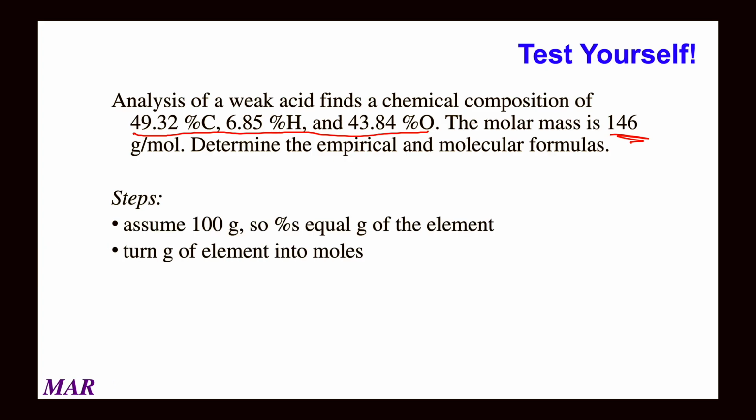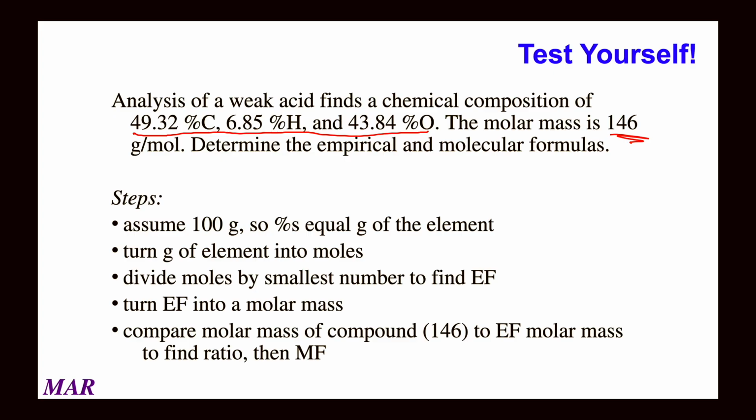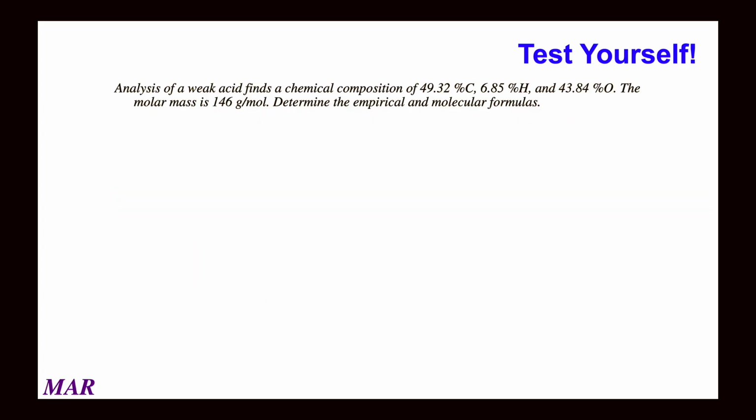So we're going to assume 100 grams, all right? So the percentages will equal the grams of the element. We'll then turn those grams into moles. And from the moles, we can compare the moles. We'll divide the moles by the smaller number. That's going to lead us to the empirical formula. And after we have the empirical formula, we're going to find the molar mass of the empirical formula and compare it to the 146 number. It's always going to be a whole ratio. That whole ratio will multiply by the empirical formula to find the molecular formula. There's all the information, but in a smaller font. But if you need to look back on it, you can.